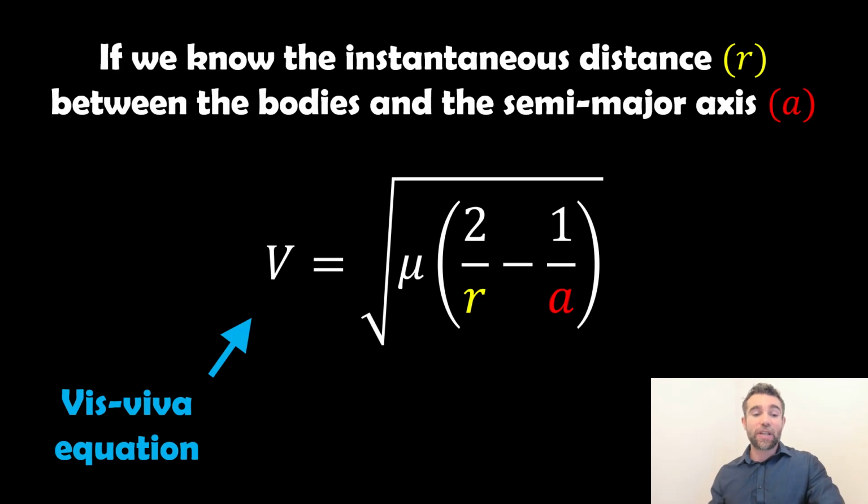So this is the Vis Viva equation, and if we know the instantaneous distance, so some distance between the two objects at some time, that's going to be R. And if we also know the semi-major axis, which is A, we can calculate the orbital velocity. Now mu here in front of the brackets inside the square root is the gravitational constant times the mass. So it's GM basically. So if you come across that, that's what it is.